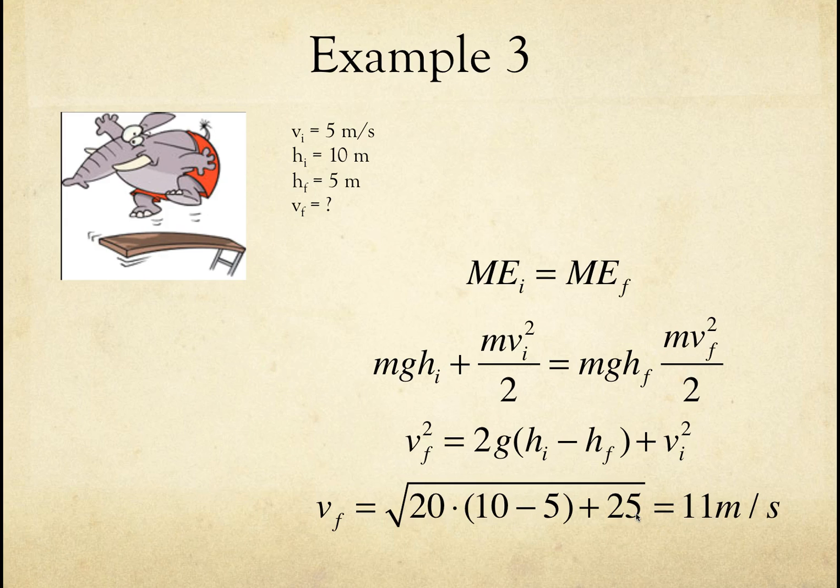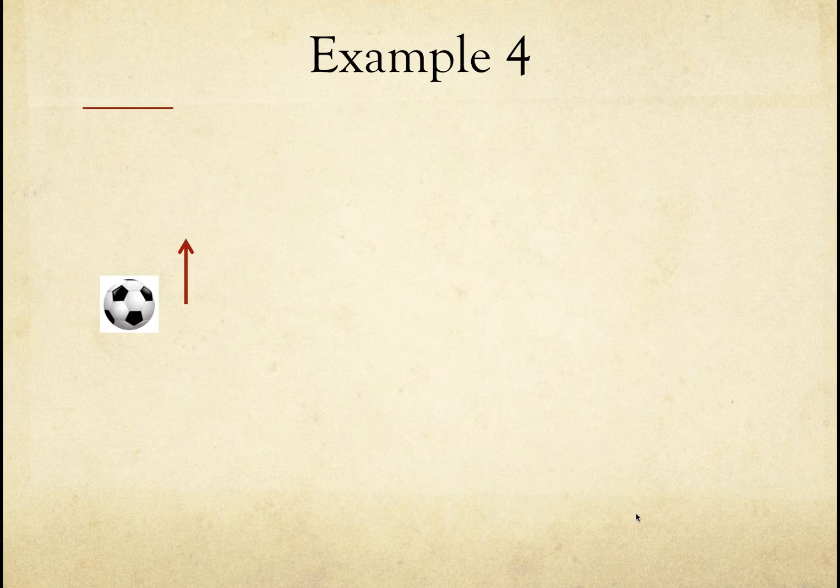Another example will involve sliding down an incline. No, actually, here's another example. Let's say we start with just kinetic energy. So a soccer ball is kicked straight up with 5 meters per second, and we need to find out how high it will rise actually above the ground.